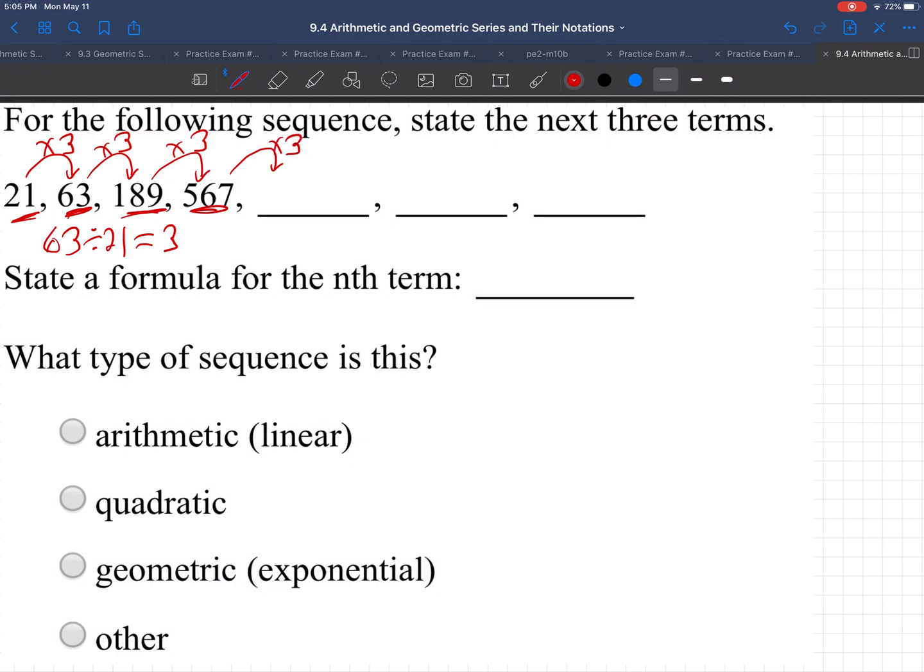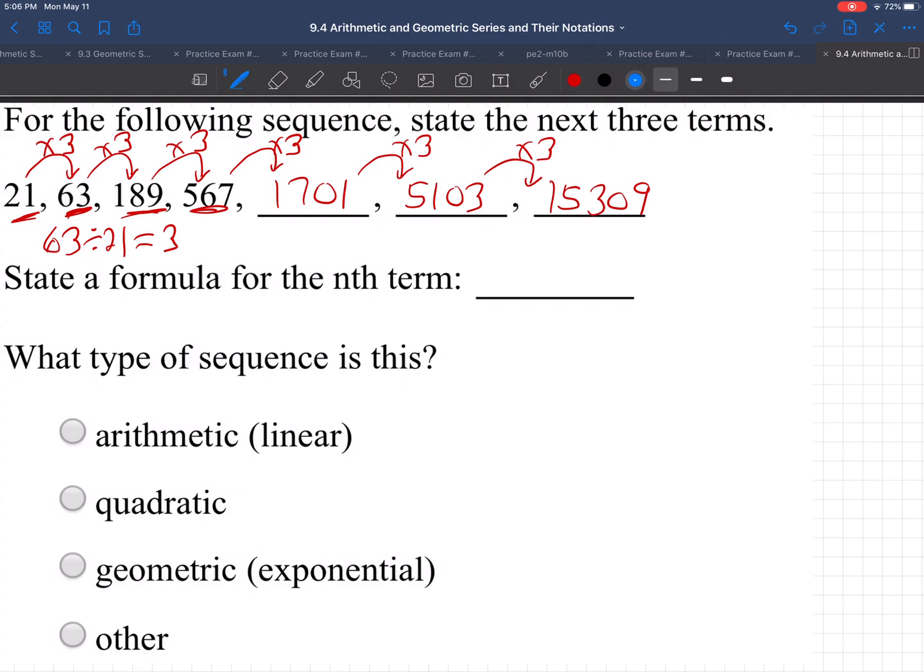So let's do two more. 567 times 3 on my calculator: 1701. Times 3 again, getting 5103. And times 3 yet again: 15,309. Okay, so what's a formula?